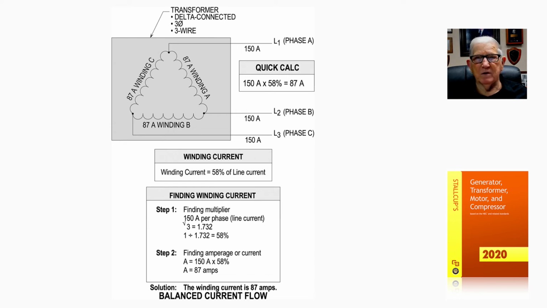Just the opposite in a delta-connected transformer. So once again, that's why you can start on a Y and run on a delta when you're installing a motor using that kind of a starting system. So that's what this figure 7-8 is illustrating, that the winding current of a delta connected transformer is 58% of the phase-to-phase current.